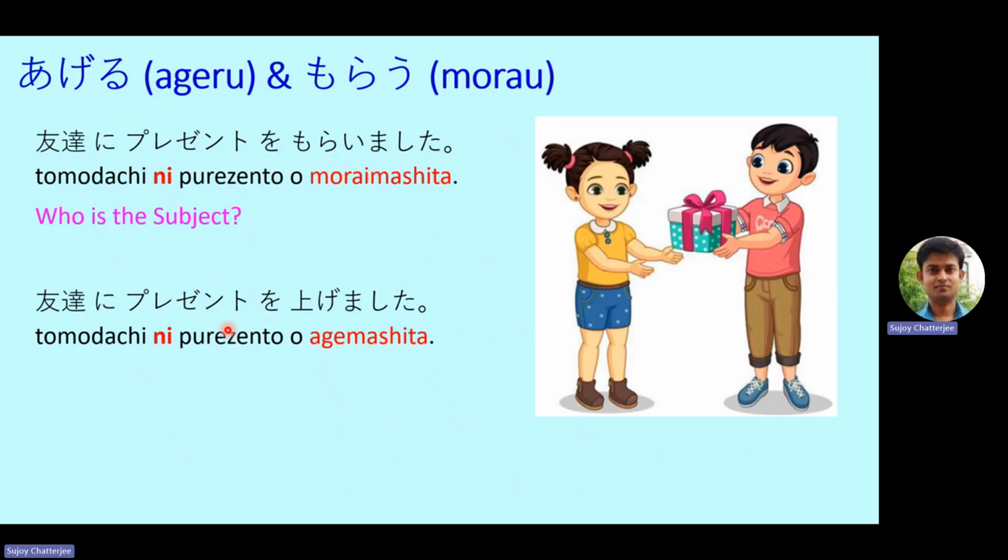And Tomodachi ni purezento agemashita. That means this boy is telling that he has given this present to his friend. So watashi wa tomodachi ni purezento agemashita. Since agemashita means to give, here the boy is giving. So the boy is the subject in this sentence. Very, very important: here tomodachi is this girl, and here tomodachi is this boy. And in both cases, watashi is the subject. So in the first sentence, this is watashi, and in the second sentence, this is watashi.